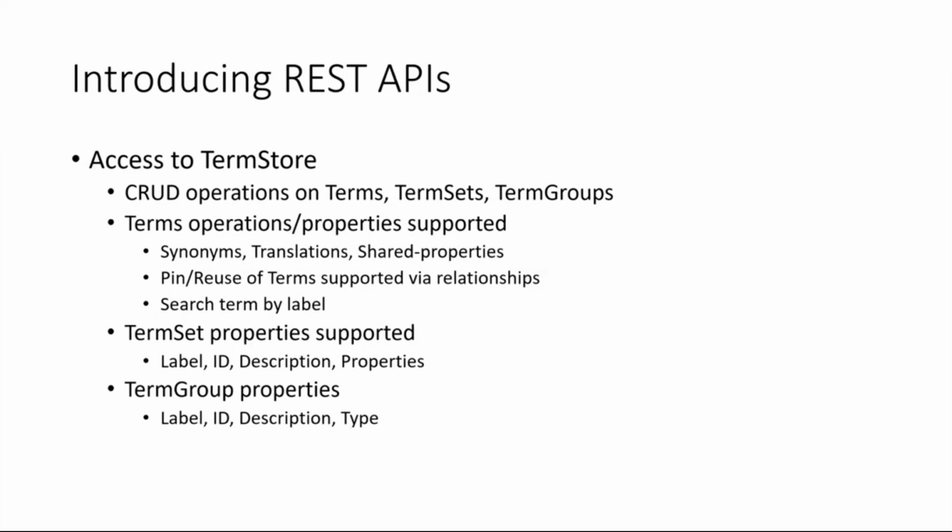content types. So from a term store point of view, we'll be supporting CRUD operations on terms, term set, and term groups. We'll be initially supporting most of the properties at the term level and the term set and the term group level. We'll be introducing a new concept of relationships to support pinning and reuse of terms. And I'll be giving a quick overview of some of these in the following slides.